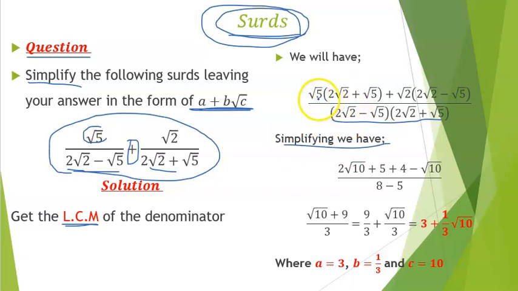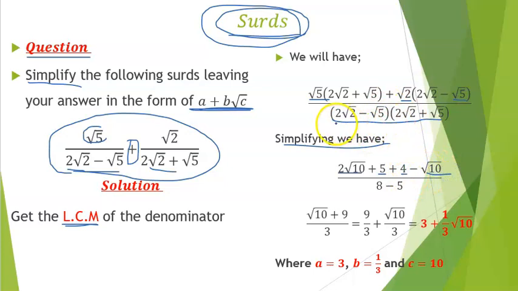Remember, we can just multiply directly. Root 5 times root 2 is root 10, so we are going to have 2 root 10 here. And then root 5 times root 5 is actually 5. Root 2 times root 2 is 2, but this times 2 here gives us 4. And then root 2 multiplied by root 5 is negative root 10.